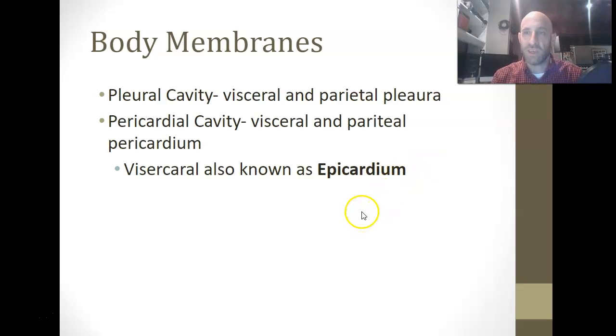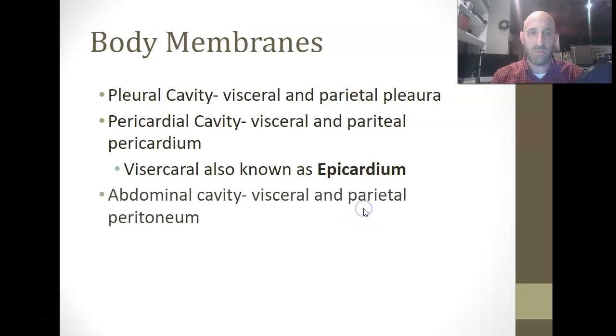The last one, this is the confusing one. So let me just take a moment to go over that. The abdominal cavity has one membrane which wraps around all of the organs in there, and it's called the peritoneum. Okay, so what the heck am I talking about?